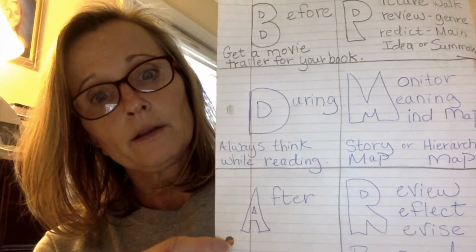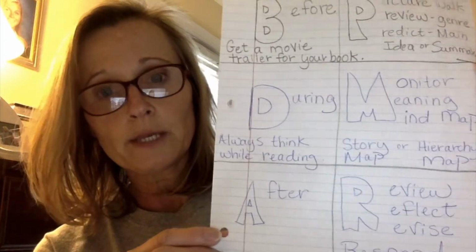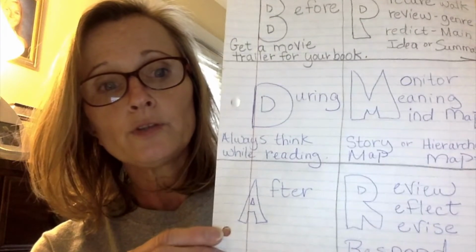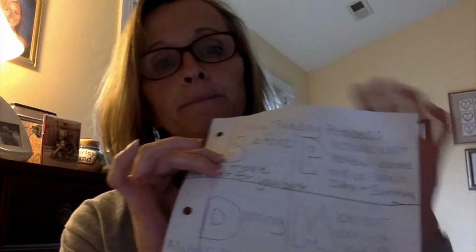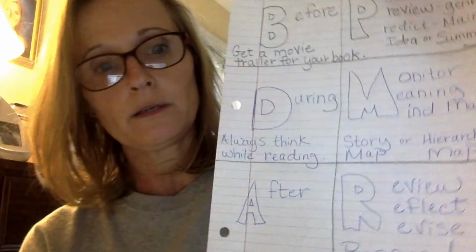After reading, there are predictable things that we do. We're going to reflect and review our text. And we might revise our prediction. If we predicted a summary that now we learn, wow, our summary was a little bit off, then we're going to revise. And then finally, after we read, we're going to respond.